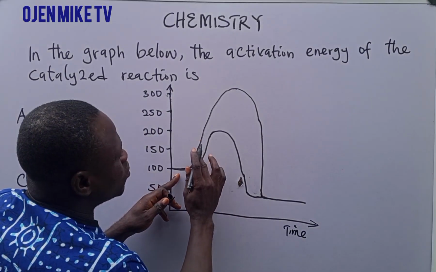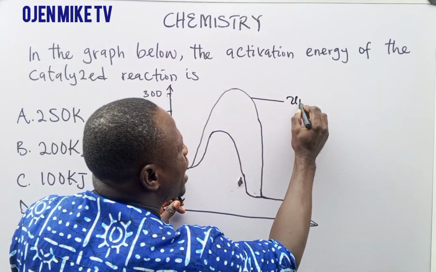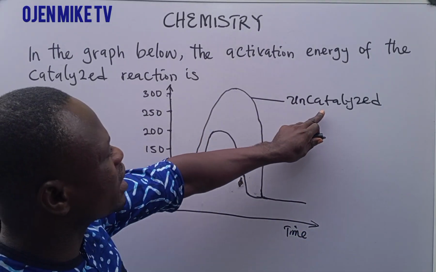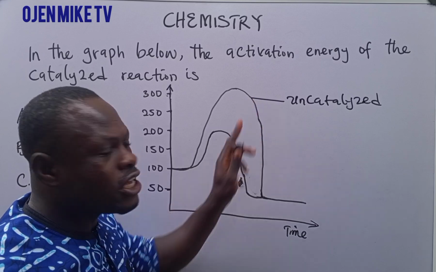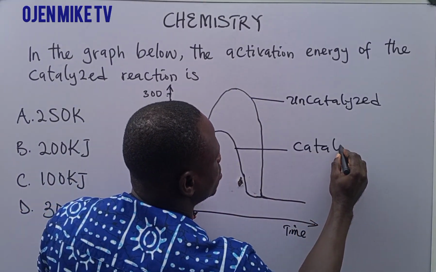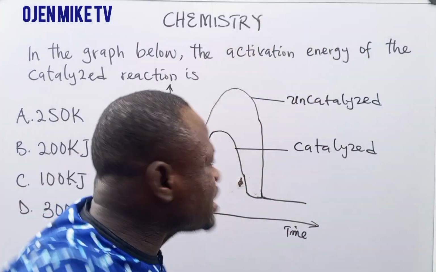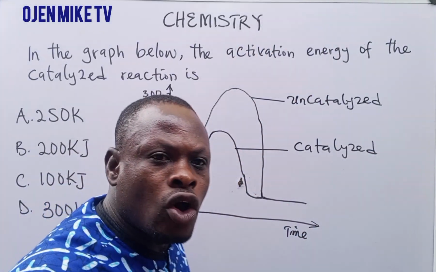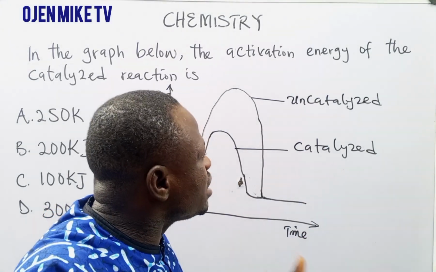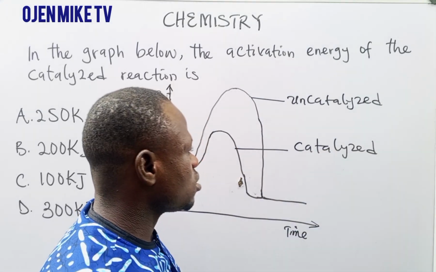Now you can see that this graph here that is higher is uncatalyzed. Do you get that? This shape here is uncatalyzed, while this one is catalyzed, because a catalyst has been added, which will now lower the activation energy. If a catalyst is not added, the activation energy will be high.